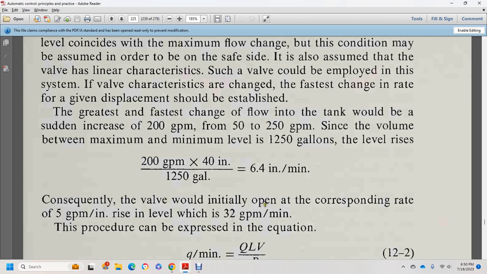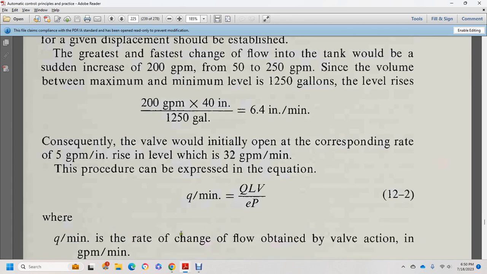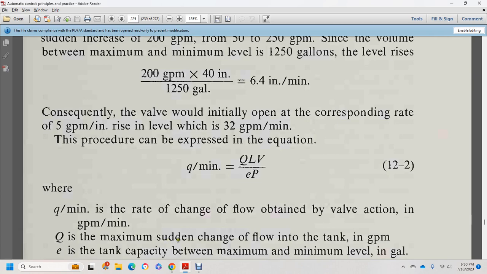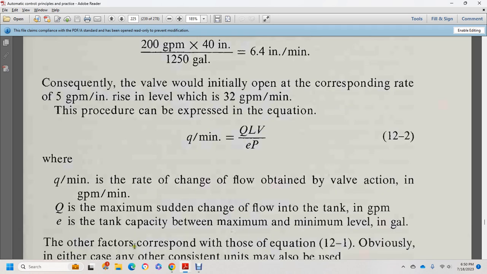Consequently, the valve would be initially opened at a corresponding rate of 5 gallons per minute per inch, and rise with the level within 32 gallons a minute per minute. This procedure can be extrapolated into an equation where Q, the rate of change of flow obtained with the valve action in gallons per minute, is equal to the maximum sudden change of flow in the tank in gallons per minute, times L and V times E, with the tank capacity between the maximum and minimum level in gallons.